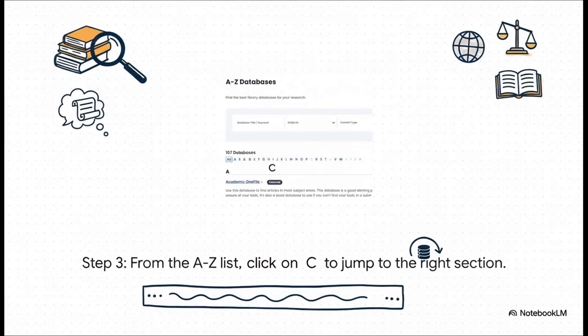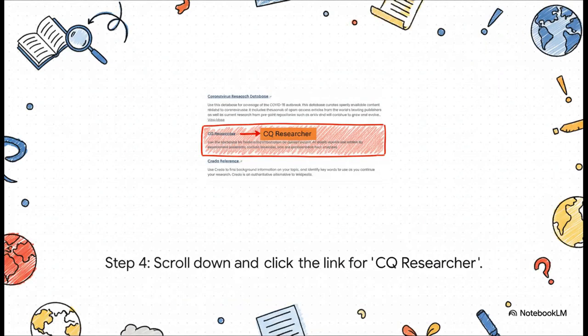Okay, this page can look a little overwhelming. It's an A to Z list of every single database the library has. But don't worry, there's a shortcut. Since we're looking for CQ Researcher, all we have to do is click on the letter C and it'll jump us right down the page. And would you look at that? There it is. Just scroll down a little bit in that C section, find the link for CQ Researcher, and click it. Boom, you're in.